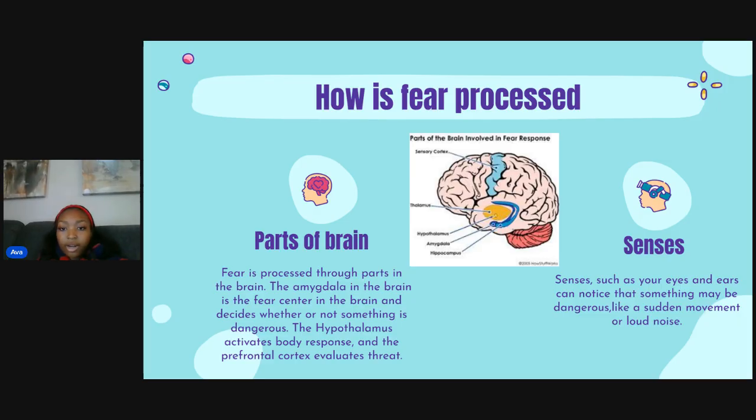And this right here is pretty much a visual representation of what I just said and where these parts in the brain are located. And also our senses. Senses, such as our eyes and ears, can notice that something may be dangerous, like a sudden movement or a loud noise.